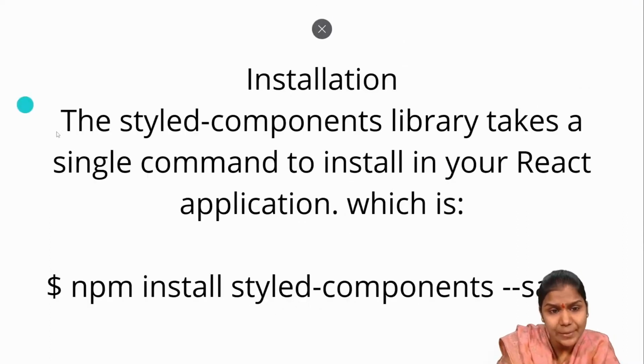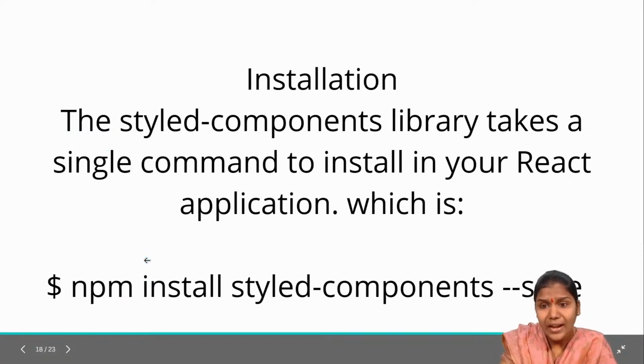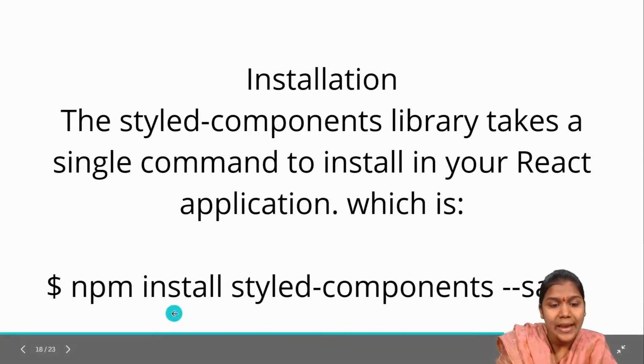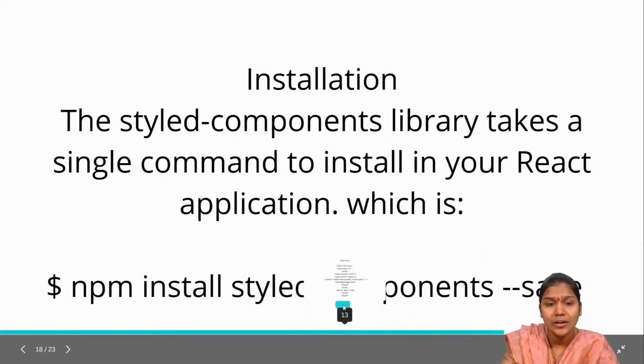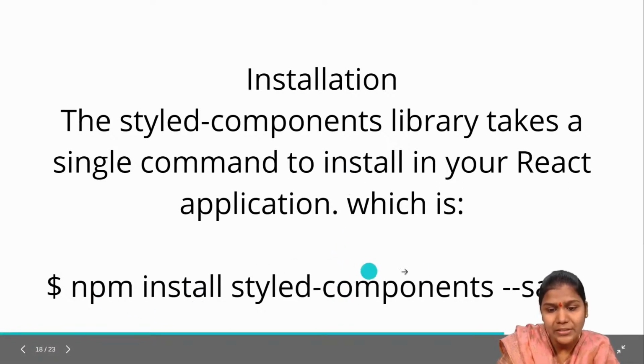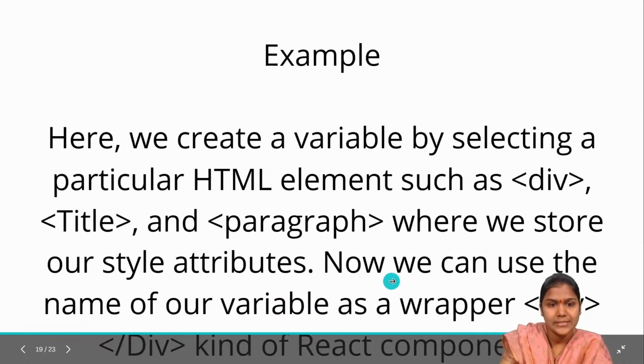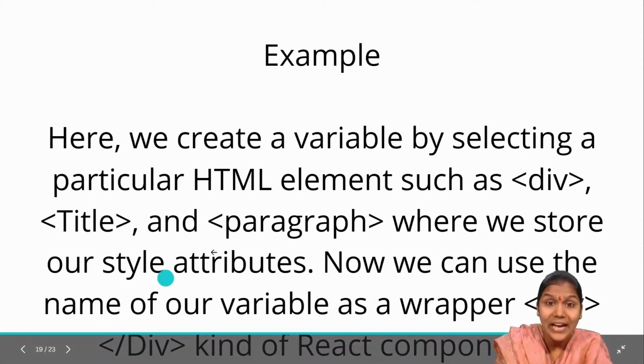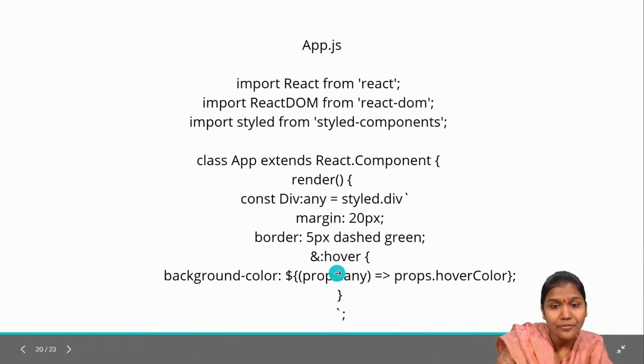So here is the installation command. The styled components library takes a single command to install in our React application, which is npm install styled-components. So this is how we will be installing the styled components library into our application. Next, here is an example where we can create a variable by selecting a particular HTML element, like div, block, title, paragraph, where we store our style attributes as well. Now we can use the names of our variables as a wrapper, a kind of React component.